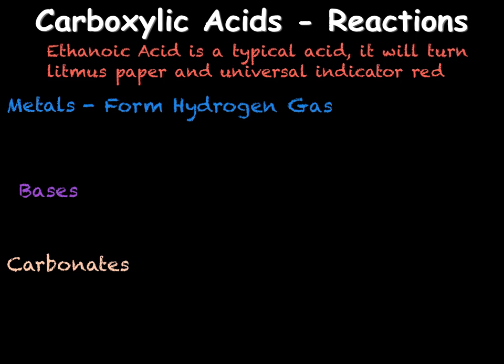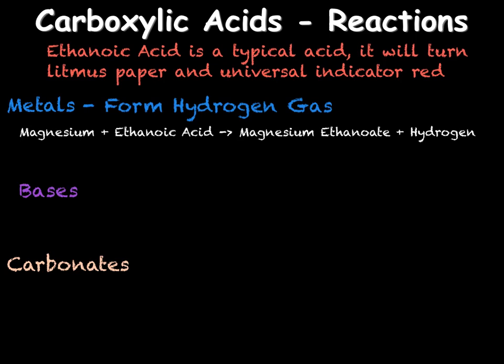So we have magnesium and ethanoic acid, which will go to magnesium ethanoate and hydrogen. All salts made from carboxylic acids will form -anoates. For example, ethanoate for ethanoic acid, whereas methanoic acid would form methanoates.